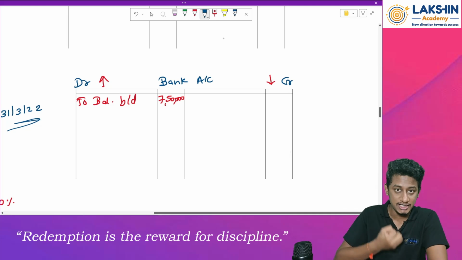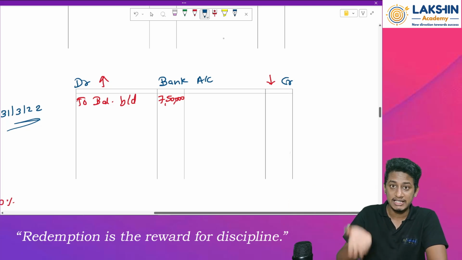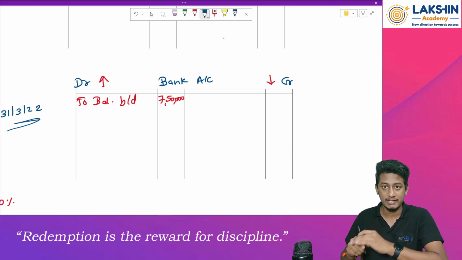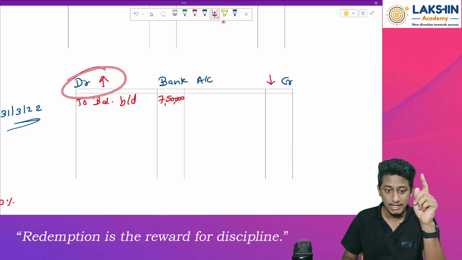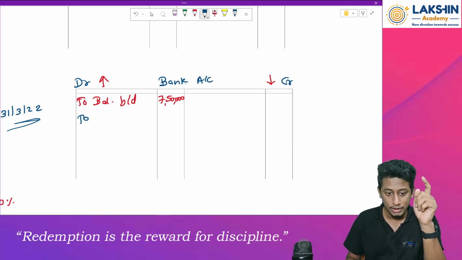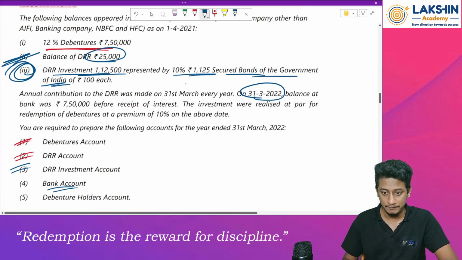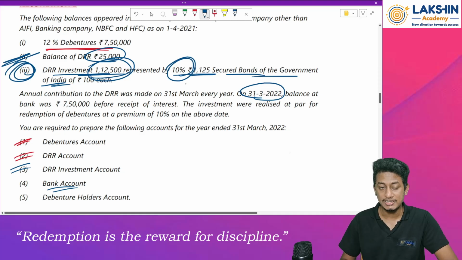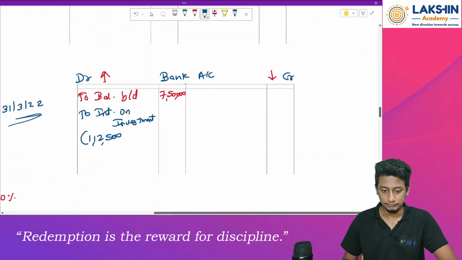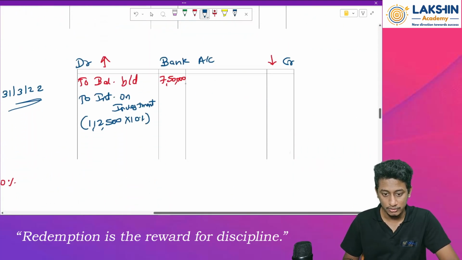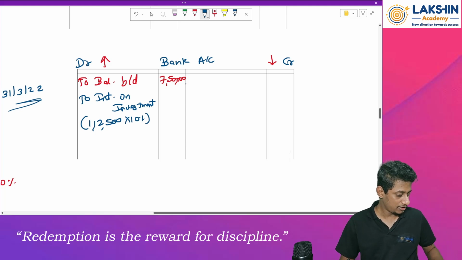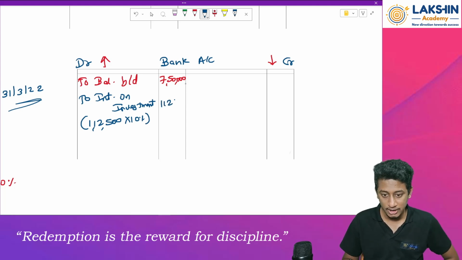Whenever I receive interest, will the bank balance increase or decrease? The bank balance will increase. So, whenever it increases, we will debit the entry. The entry will be to interest on investment. How much? Rupees 1,12,500 was the investment value. Remember, on that 10% is the interest, for the whole year. So, 1,12,500 into 10% will be 11,250. This is the first entry.